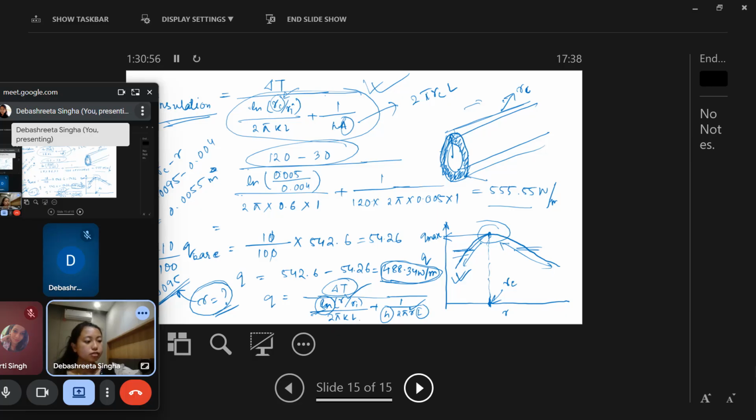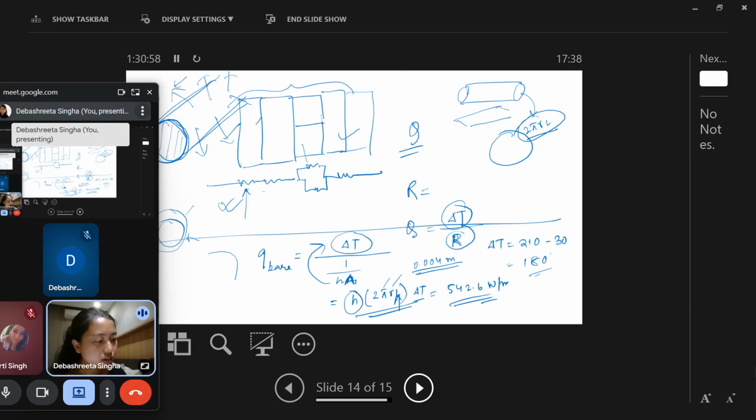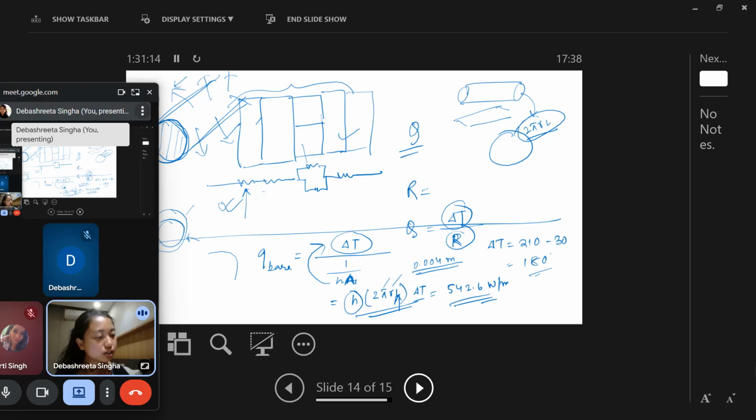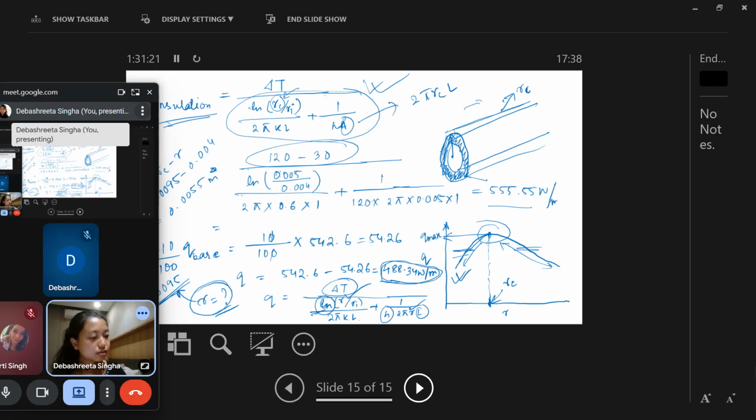So I have done it a little bit messy. To summarize, I'm telling you once again. First you have to find out the critical radius, which is very easy. Just K divided by h you have to do. The next is to find out the heat transfer for bare, means without insulation. Without insulation, you have to consider only the convective resistance. But with insulation there is some material also coming into the picture, so it will be conductive resistance, so you have to add the conductive resistance also.